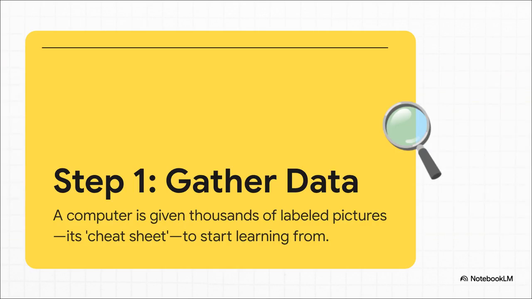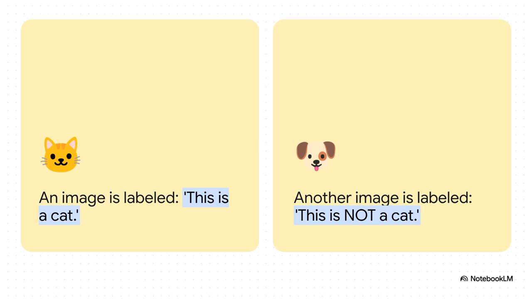All right, step 1, data. And I mean a lot of data. We're not just going to show the computer one photo of a cat. We're going to show it thousands, hundreds of thousands of cat pictures. And just as important, we'll show it a ton of pictures of things that are definitely not cats. Now, this is the really critical part. Every single one of those pictures has a label. This is a cat, this is not a cat. You can think of these labels as the computer's answer key. It's the ground truth for everything it's about to figure out.